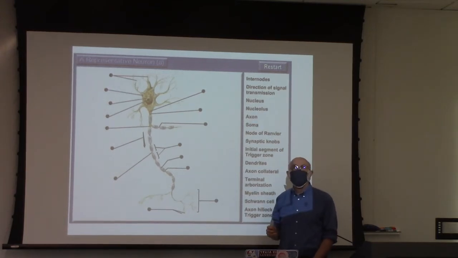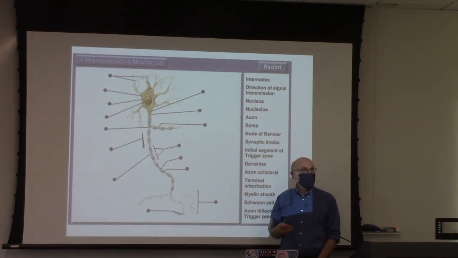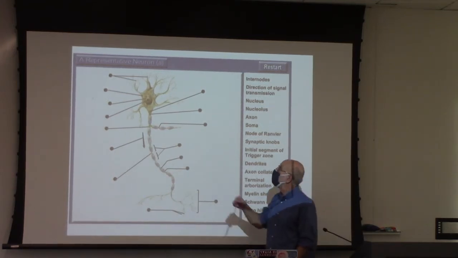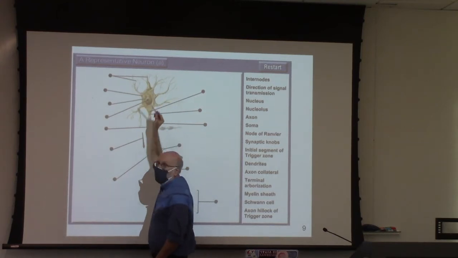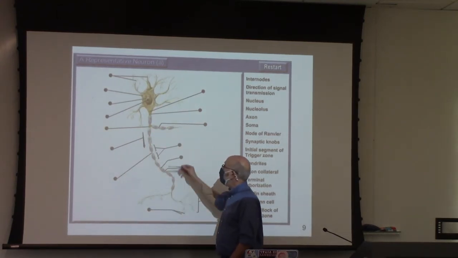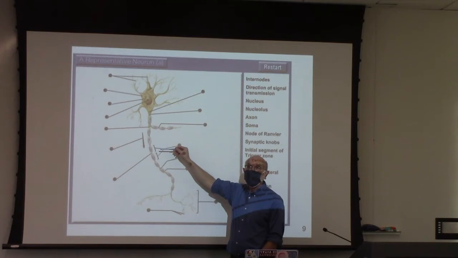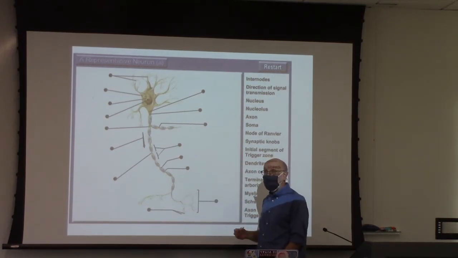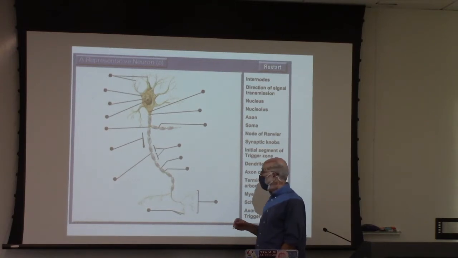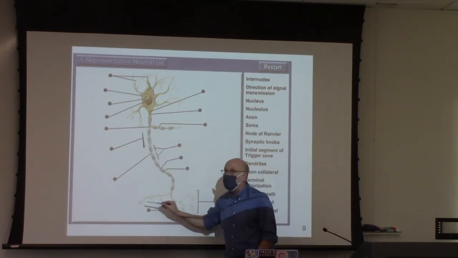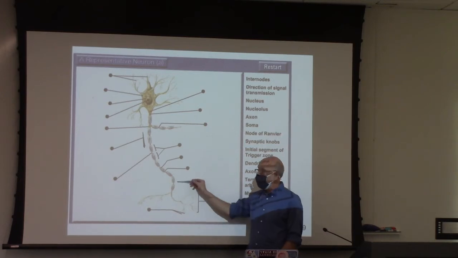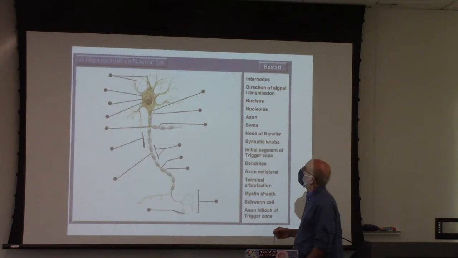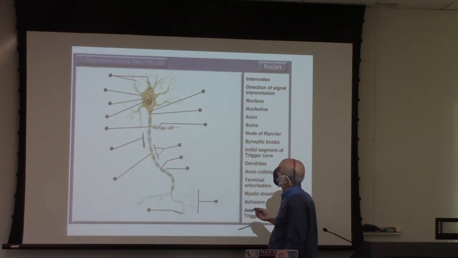So when we talk about somatic something, we're talking about something on the cell body. If we talk about dendritic something, we're talking about something on a dendrite. If we talk about axonal something, we're talking about something on the axon. If we talk about terminal something in this context, a terminal something would be something in the terminals of this neuron. It gets a little ambiguous.